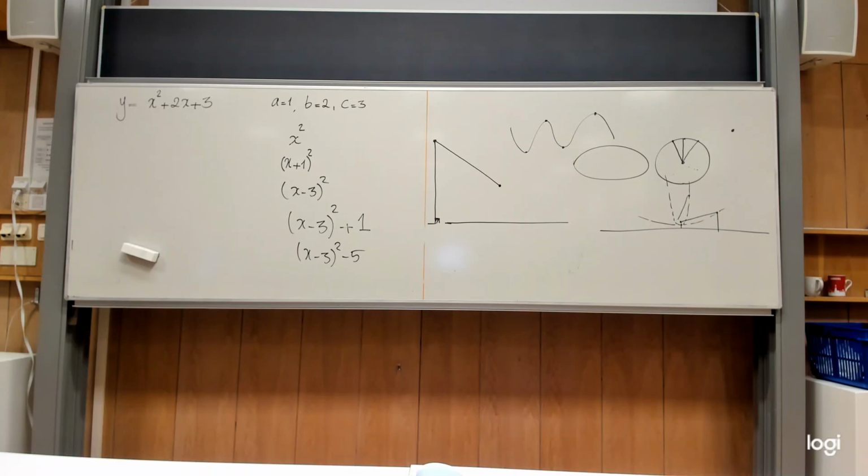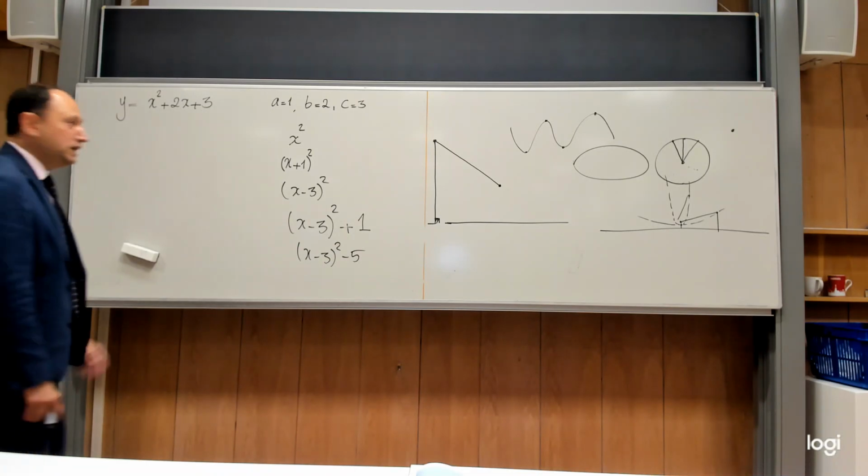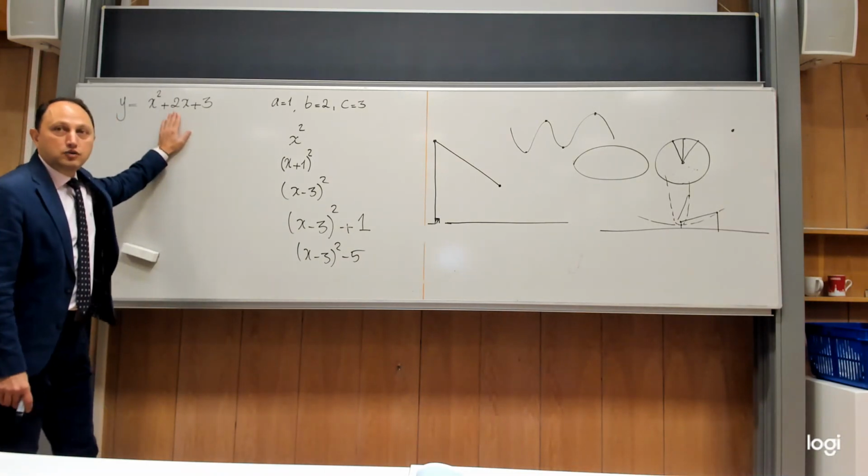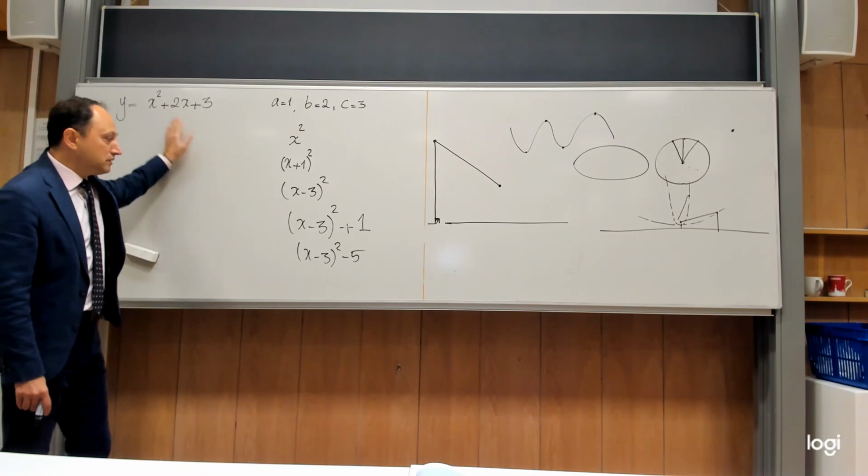Yes? Minus 5. The minimum is minus 5. It is achieved again at x equal to 0. So we'll learn what to do. When I give you a parabola, you need to make something similar to this.